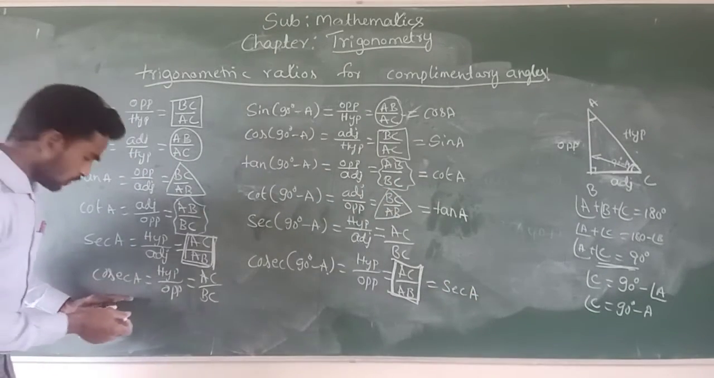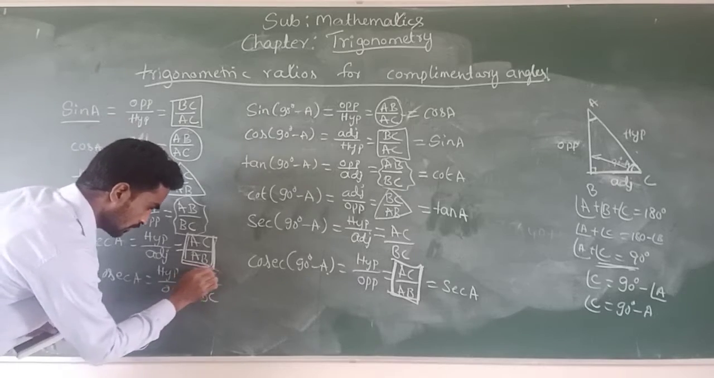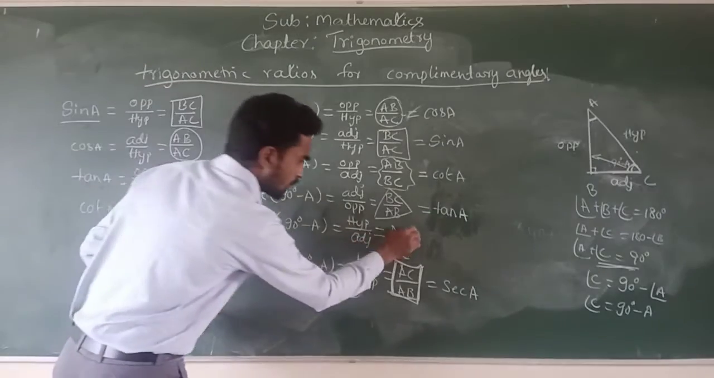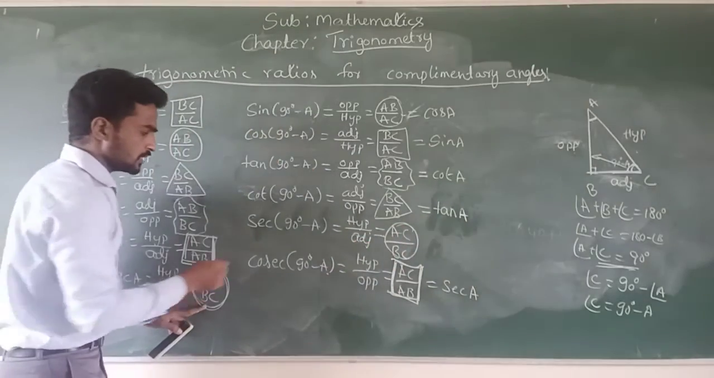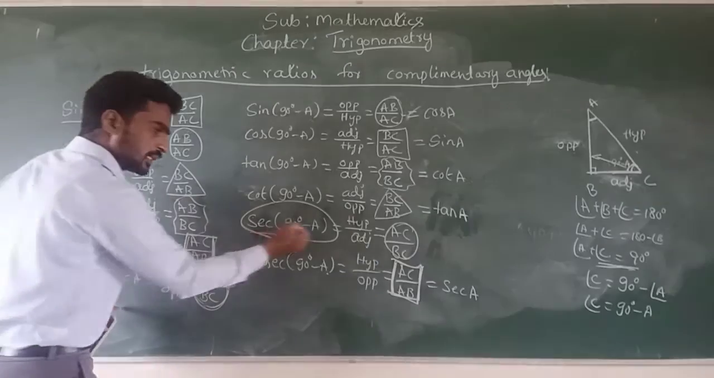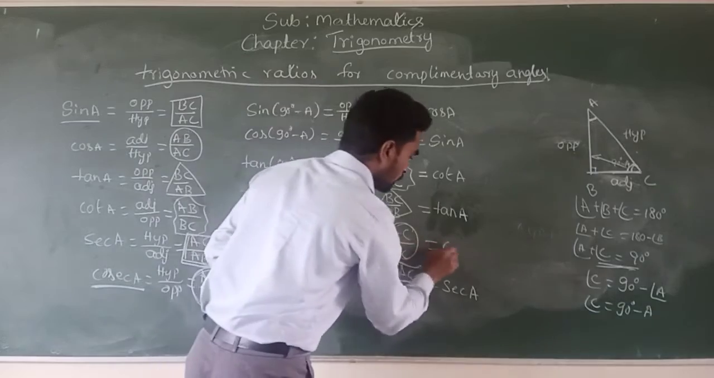Remaining one is cosecant A. For cosecant A, AC divided by BC is there. Here also AC divided by BC is there for secant 90 degree minus A. Then secant 90 degree minus A is equal to cosecant A.